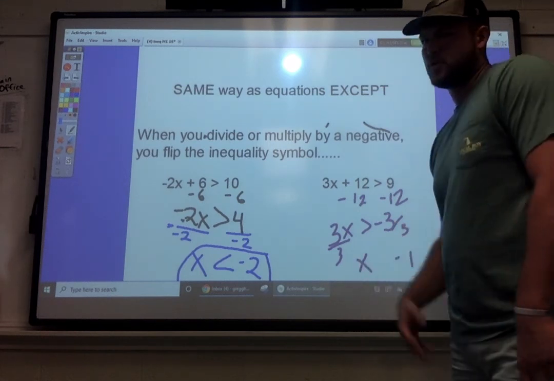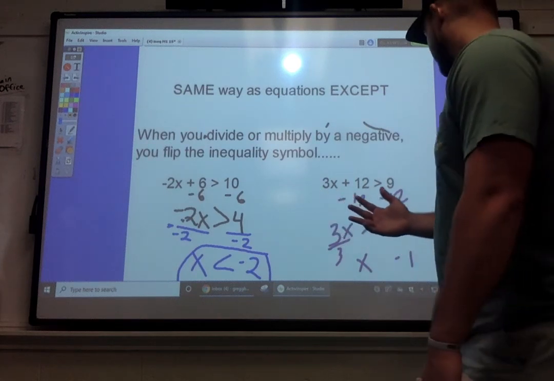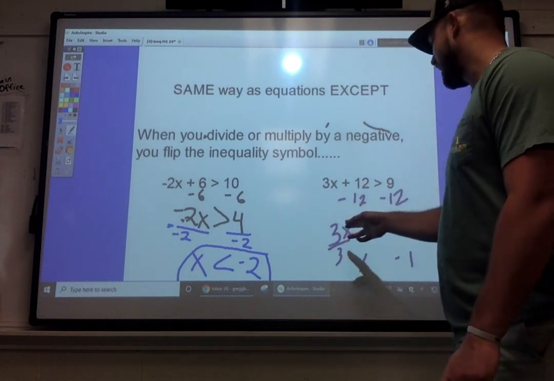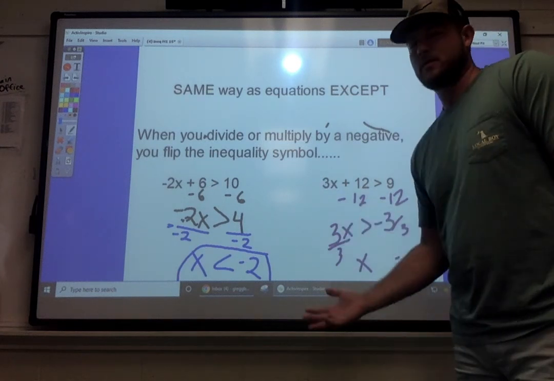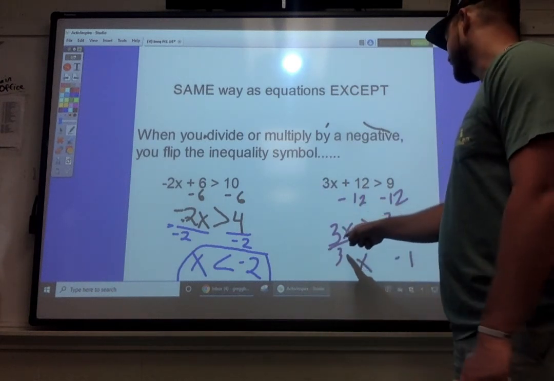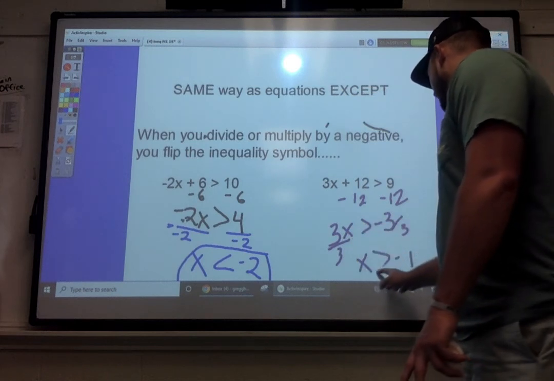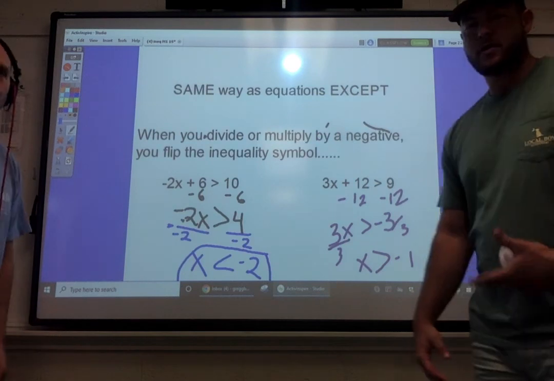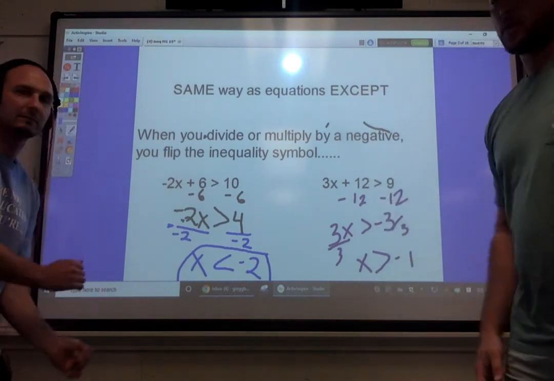So now I'll ask you, do we flip the sign? Did we divide by a negative? No, we didn't. Yes, we get a negative answer, but we divided by a positive 3. So we don't flip that arrow. X is greater than negative 1. So all numbers greater than negative 1 would make this inequality statement true.